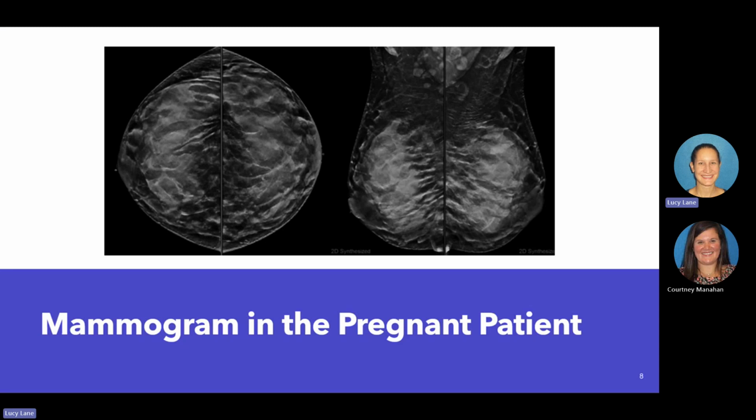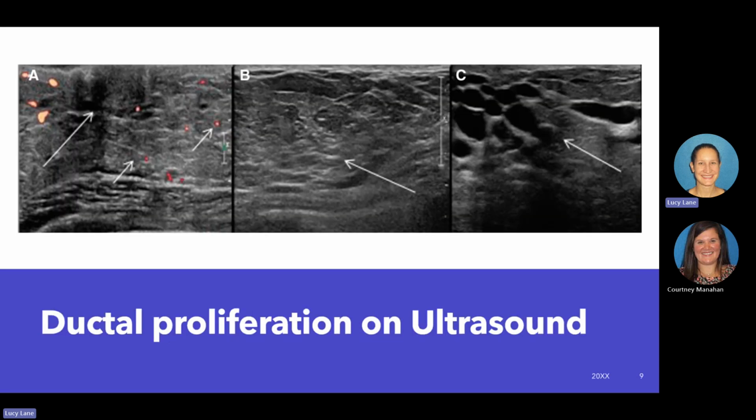So this is a mammogram in a pregnant patient, and you can see how dense it is. And that's as the breast tissue is getting more and more developed, and the lactiferous ducts are getting more and more developed. We see this increase in density across the board, which does make seeing through this difficult. However, we really still have a very high rate of sensitivity for any kind of breast cancer in a pregnant patient with mammography.